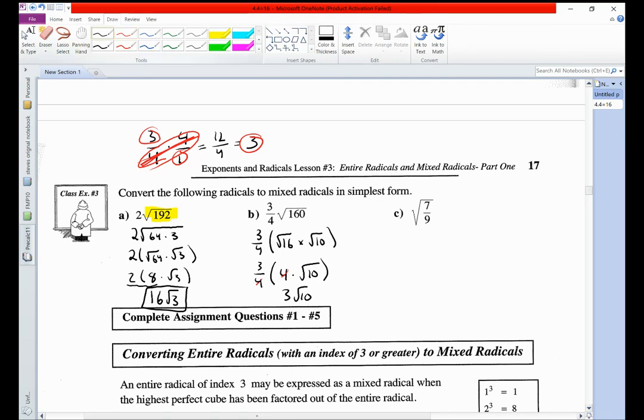And then the last one here, you can break that into the square root of 7 over the square root of 9, and then we know that 9 is a perfect square, so you can write it as the square root of 7 over 3, or you can write it as 1/3 root 7. That's the same thing, right? If you divide by 3 or multiply by 1/3, that's the same thing. So whatever way you want to write that.